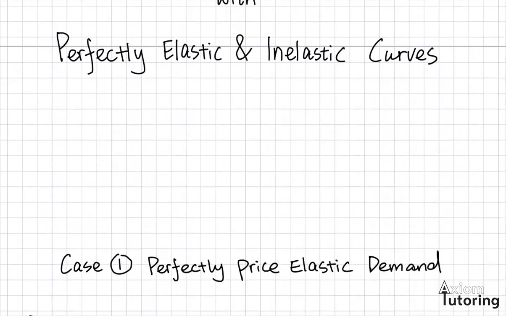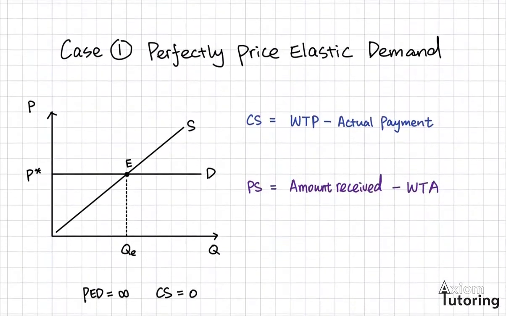I'll use 4 diagrams and go through each case slowly and carefully with you. Let's now start with a case where PED is infinite. Here we have a horizontal demand curve. A perfectly price elastic demand curve shows that consumers are only willing to buy at one specific price, P star, in this case. Any increase in price would reduce quantity demanded to zero.